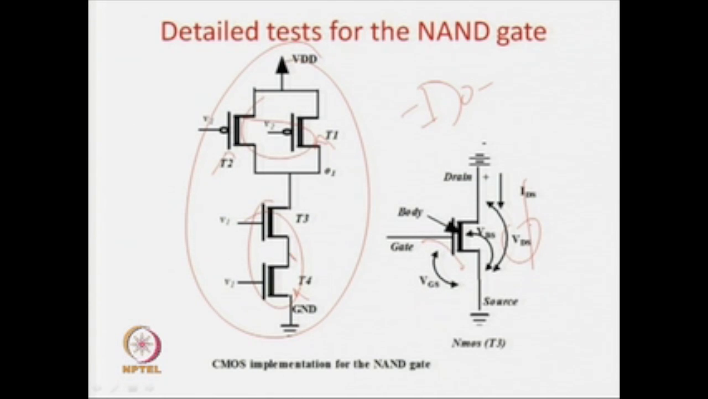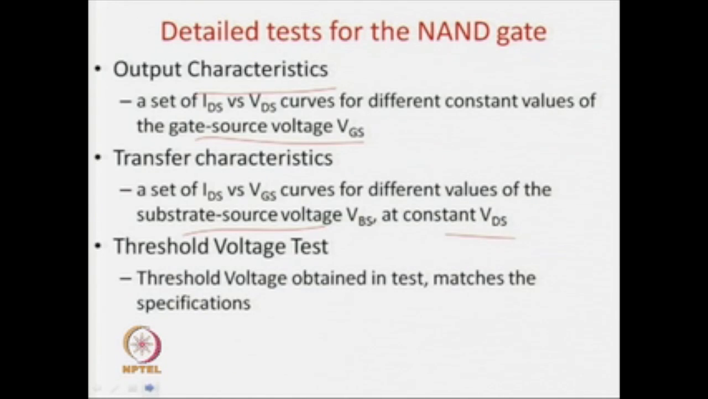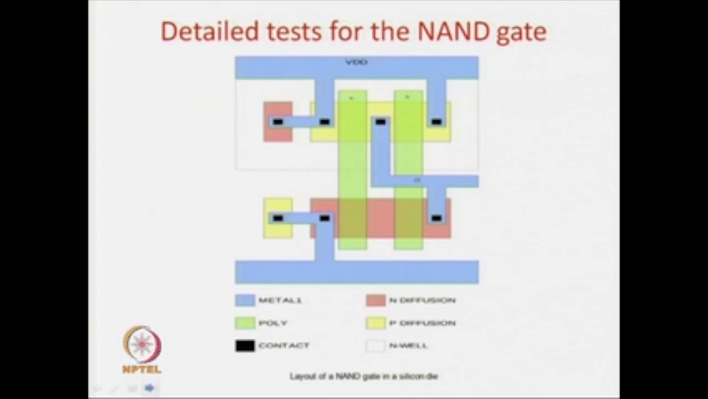So, some of the parameters we are keeping constant, and we are studying the voltage versus the current, and we are doing that for all the transistors and then reporting the results. So, the more depth we go, the more tests come into the picture for a NAND gate. So, that was about the transistor level design.